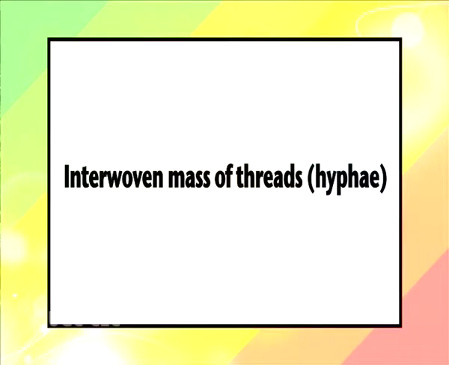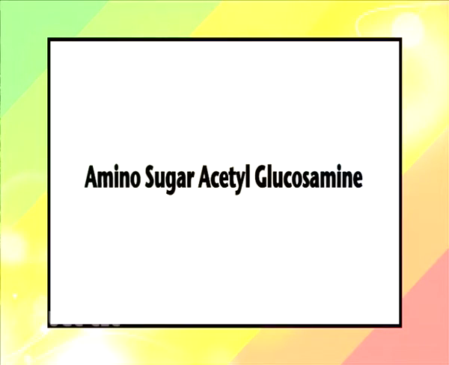The fungal body is composed of interwoven mass of threads called hyphae. The whole body is called mycelium. Cell wall of fungi is composed of chitin and other polysaccharides. Chitin is a polymer of amino sugar acetyl glucosamine. Yeast are a group of exceptional fungi involved in fermentation. They have a single-celled body.